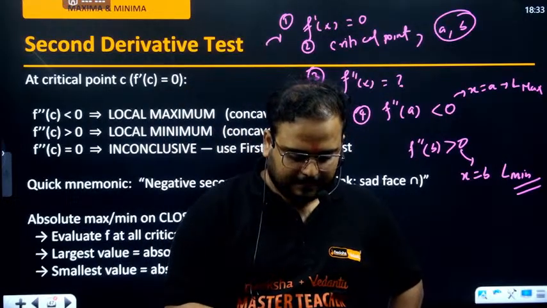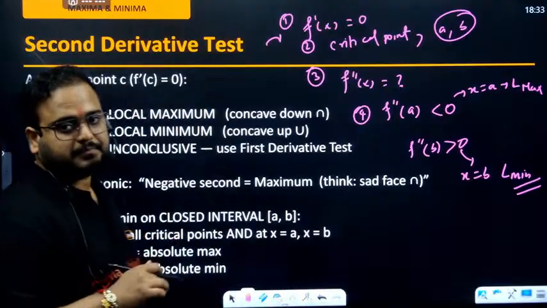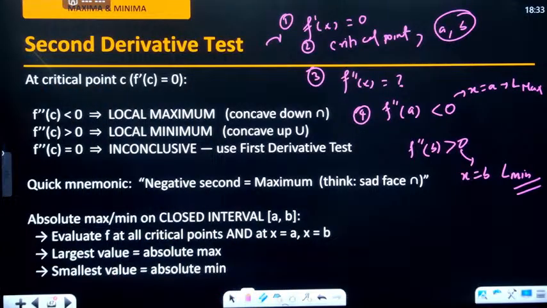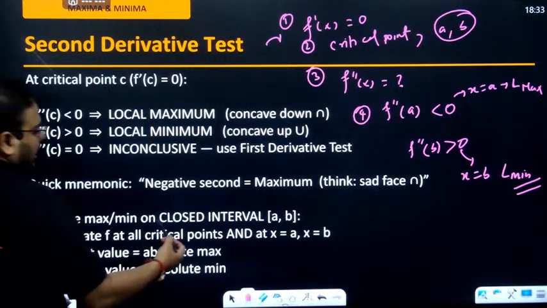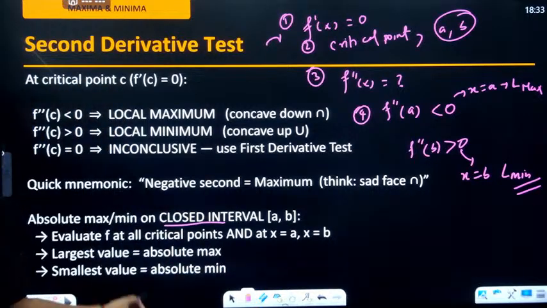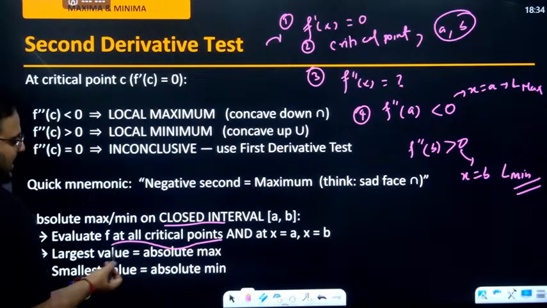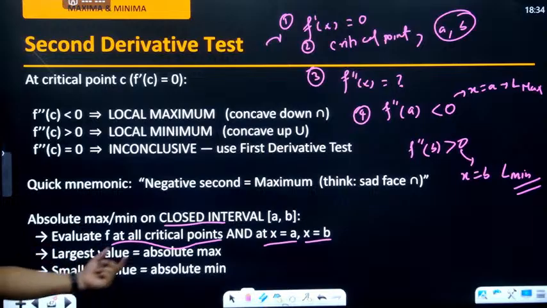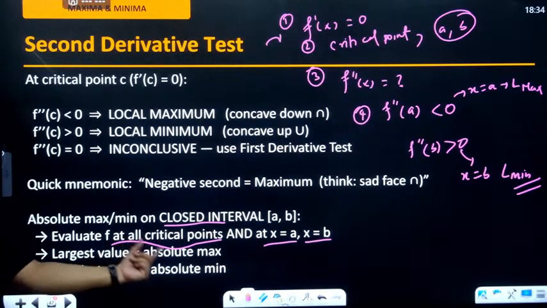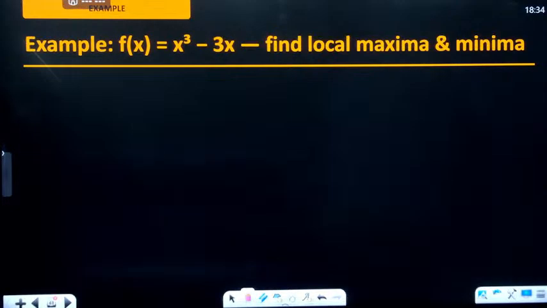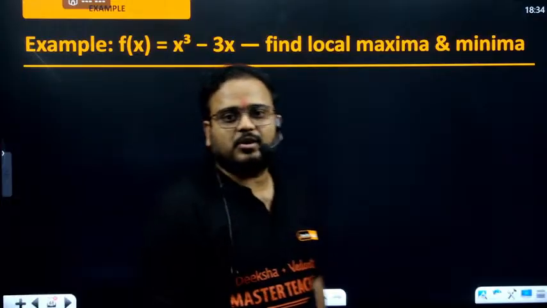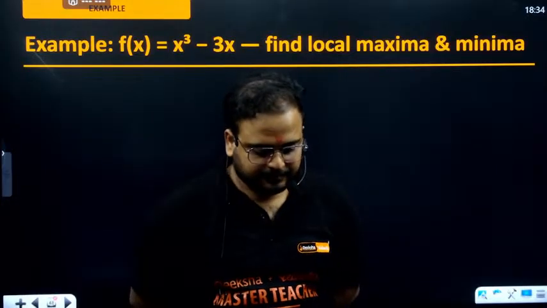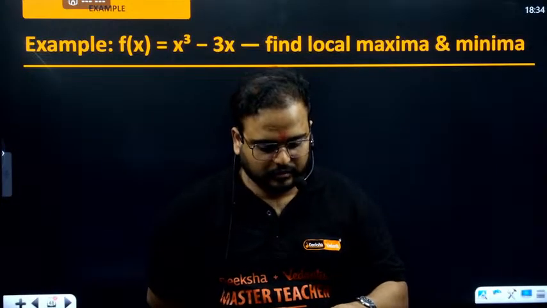Yes, guys. Clear? Okay. As I mentioned, for absolute maximum and minimum value, when it's given as a closed interval, please check the f value at all the critical points and also at the end points of the interval. The largest value will become absolute maxima, the smallest value will become absolute minima. Okay, so let's solve some questions on this, and then I'll give you some homework also.